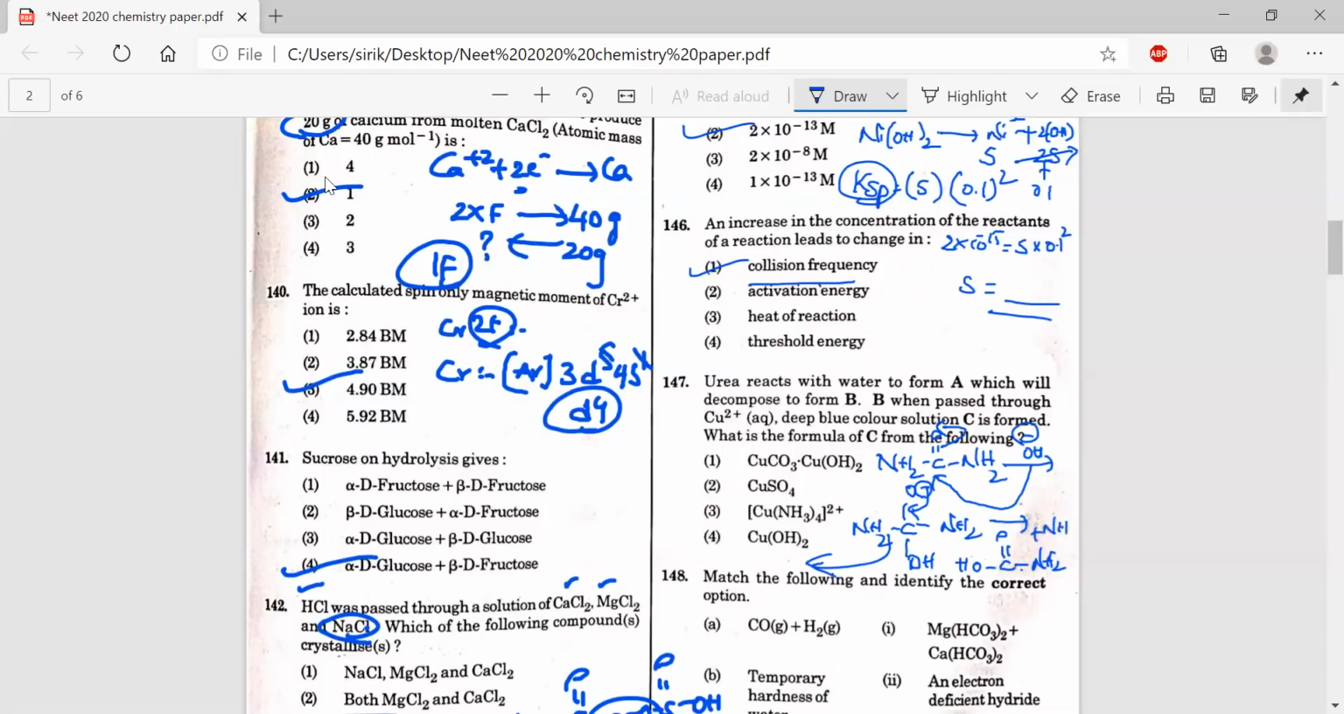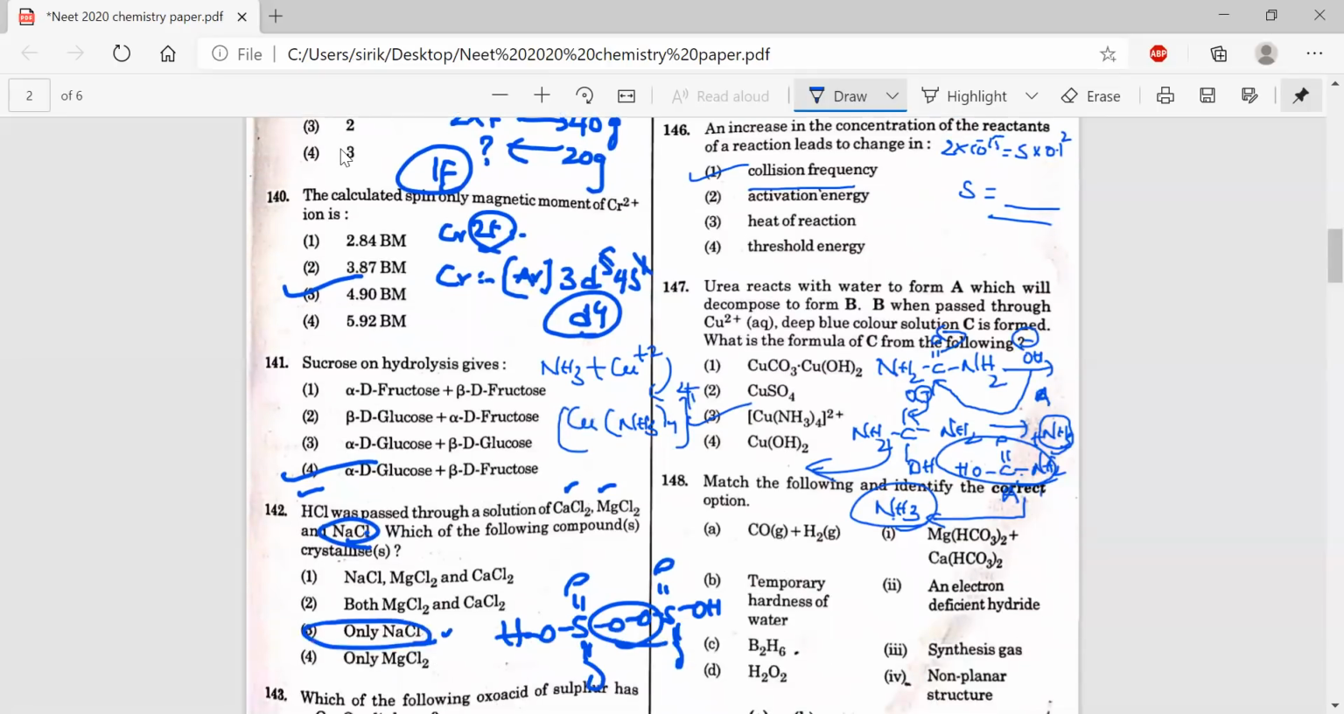This is A. Again it undergoes decomposition. If you take it as A, this COOH NH2 undergoes decomposition, and CO2 goes out, and NH3 gas will be liberated. This NH3 gas reacts with Cu2 plus, and it results in the formation of Cu(NH3)4 2 plus, which is a blue colored solution. So option 3 is the incorrect answer.